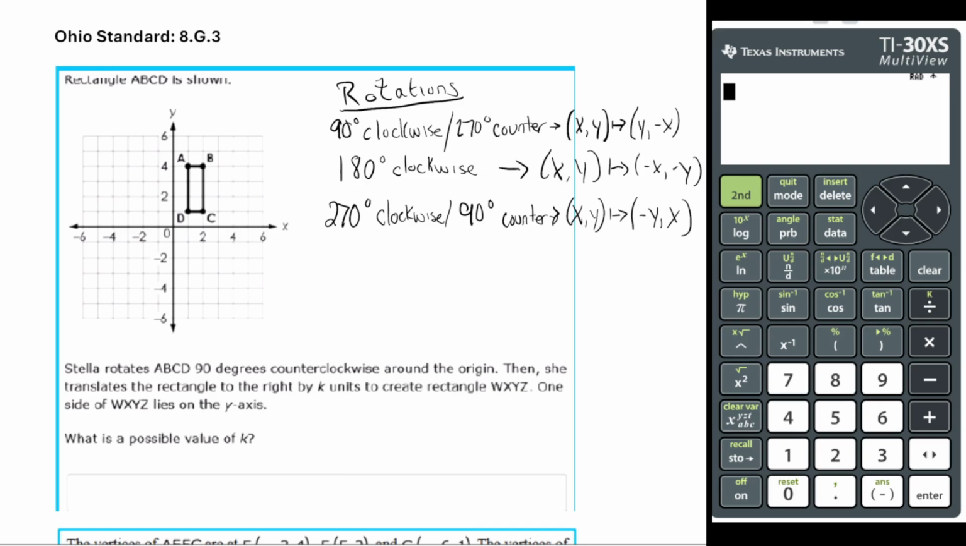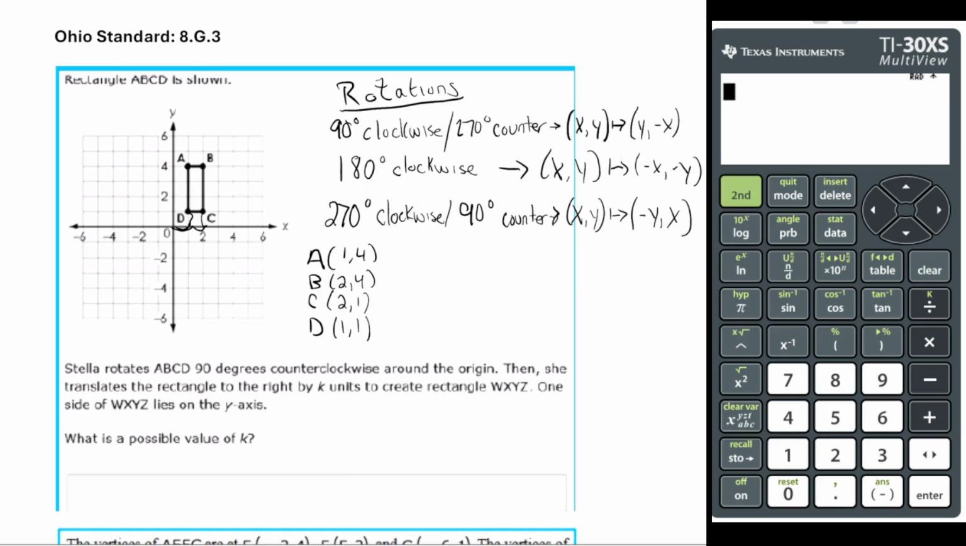So Stella rotates ABCD 90 degrees counterclockwise. The first thing we have to do is figure out what our new points are. So A, B, C, D. A is at, we go right 1, we go up 1, 2, 3, 4. A is at 1, 4. B is at 2, 4. C is at 2 comma 1, and D is at 1, 1.